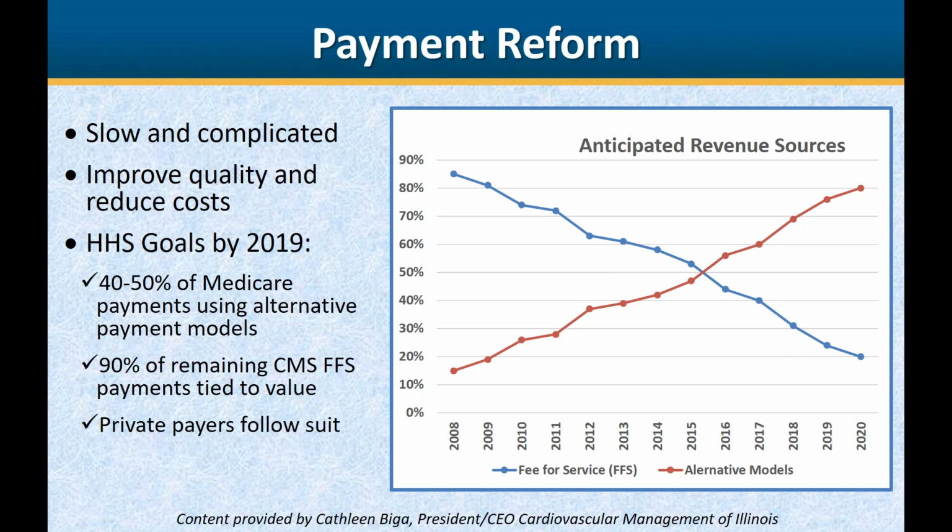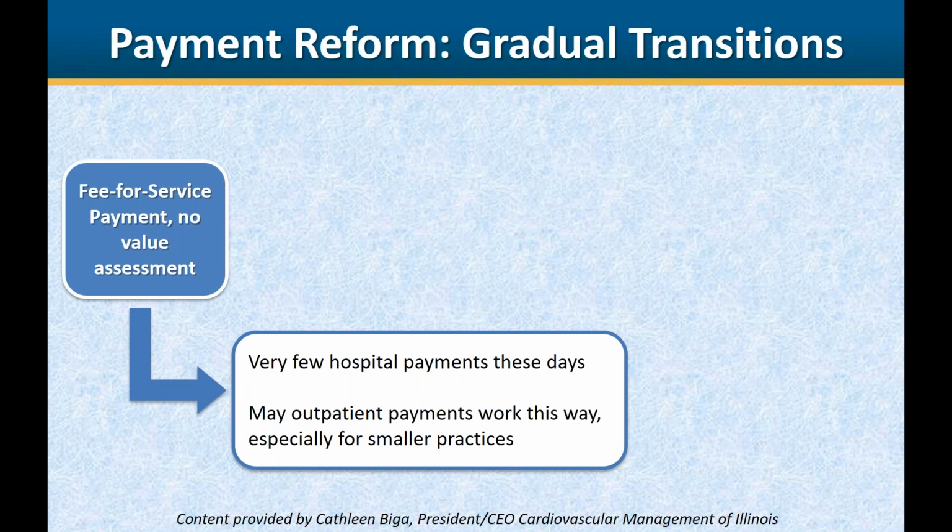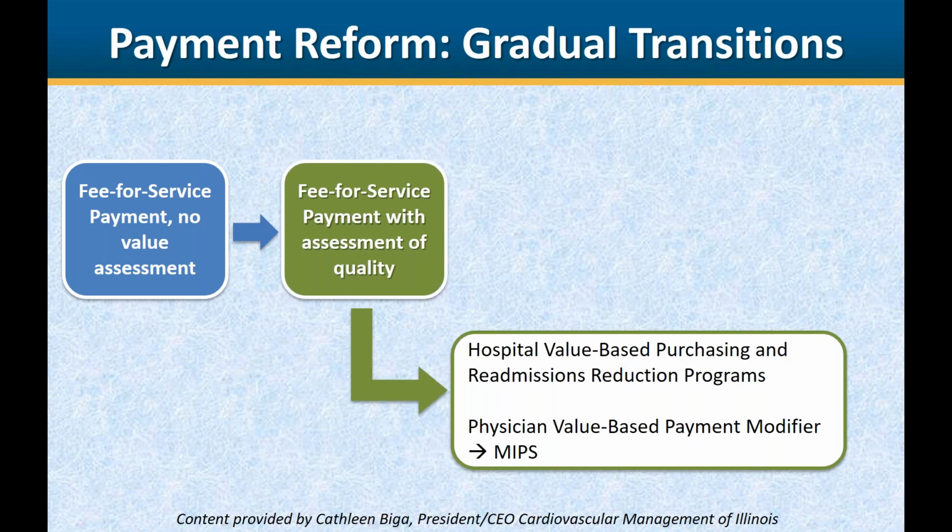Now, this is a fictional graph. This is make-believe data. But it does show that, let's see where we are, 2018, that we've moved away from fee-for-service that was so prevalent in 2008, where 85% of reimbursements were based on fee-for-service, and in 2018 we're down around 30%, and that's going to be falling, whereas these alternate payment models are on the rise. So in 2008, we had fee-for-service, and there was very little assessment of value that was going on, and not too many hospitals are like that anymore.